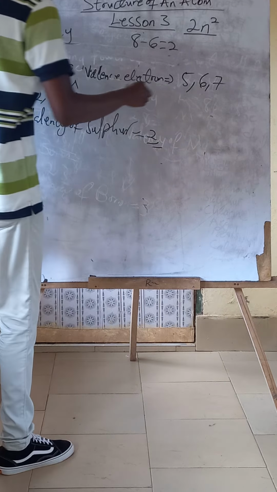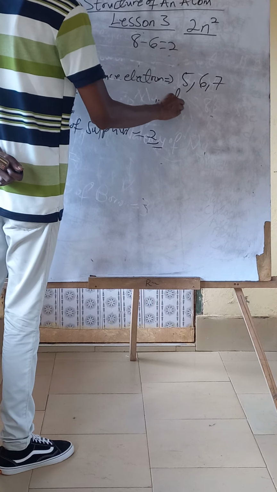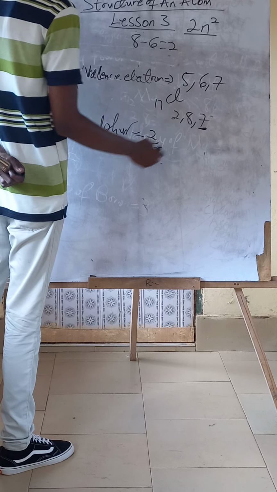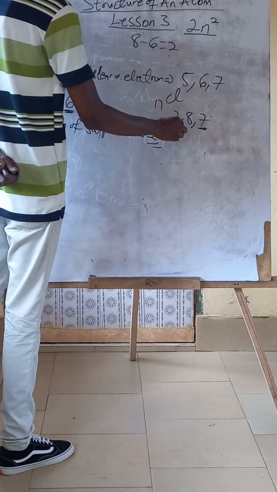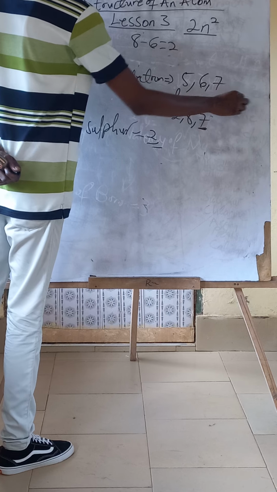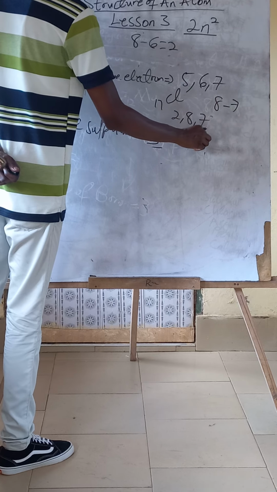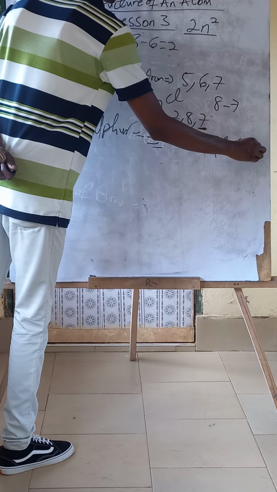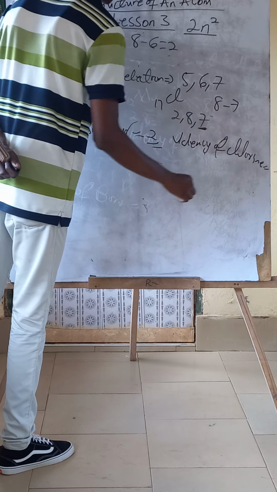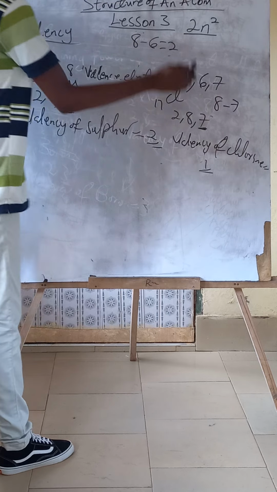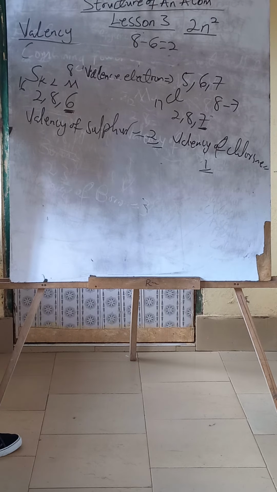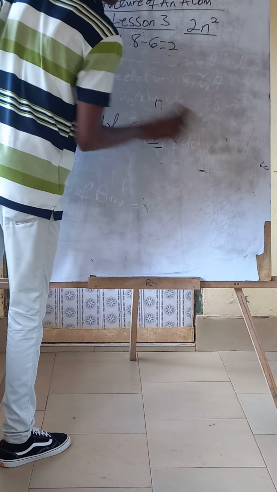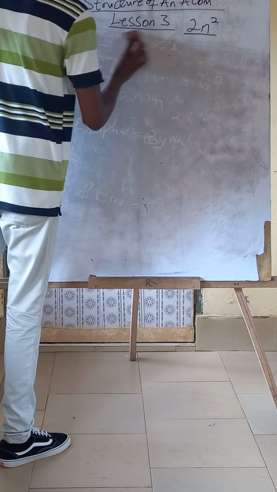Let's consider chlorine, atomic number 17, 2, 8, 7. Because the valence electron of chlorine is 7, you have to subtract it from 8. So 8 minus 7, you get 1. So the valency of chlorine is 1. Let us consider other examples as well. Let us consider oxygen.